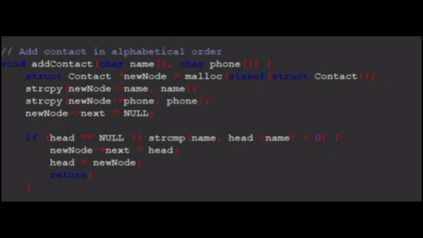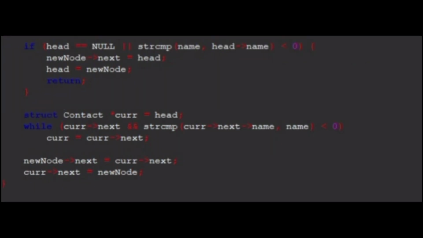We are using an if statement. If the list is empty, head is equal to null, or the new contact's name comes before the head node's name alphabetically, insert at the beginning and update the head. Next, we are traversing to find the insertion point. We are using struct contact *curr = head. Traverse the list to find the correct position where the new contact should be inserted in alphabetical order. Then insert the node at the correct position by updating the next pointer.